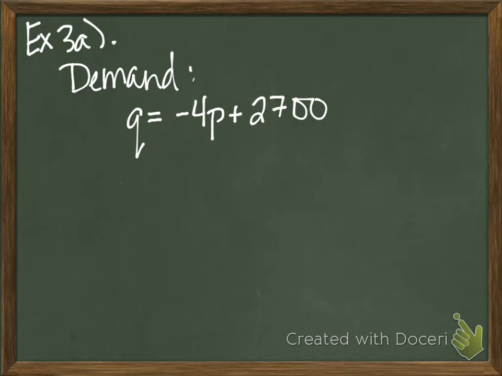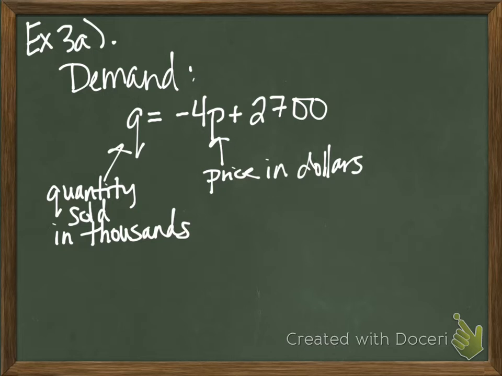Okay, so our demand curve that we already did in class, for Example 3A, was this. And so the units are important. P is going to be the price in dollars, and Q is going to be the number of phones demanded in thousands. Okay, so that's going to be important as we now try to come up with our supply curve.